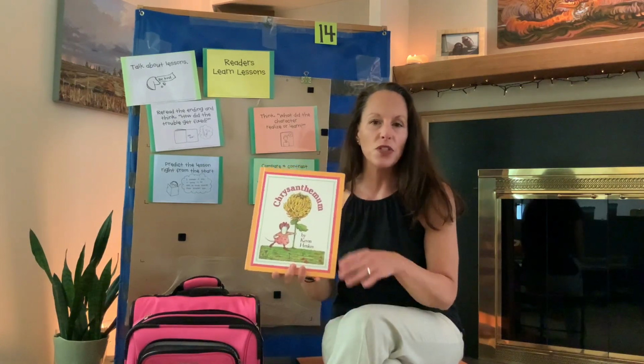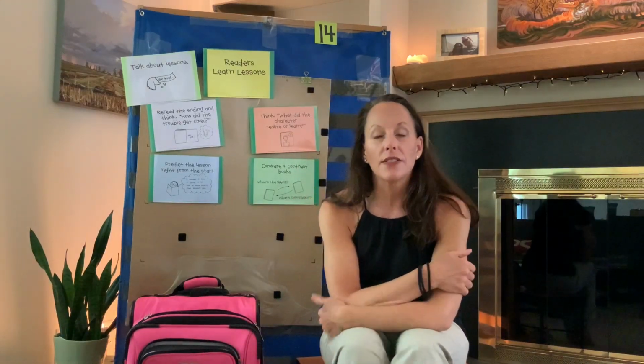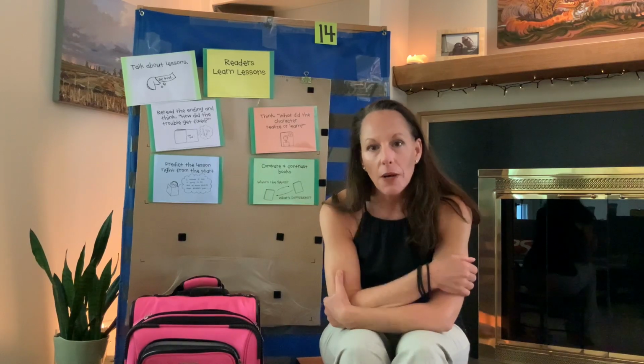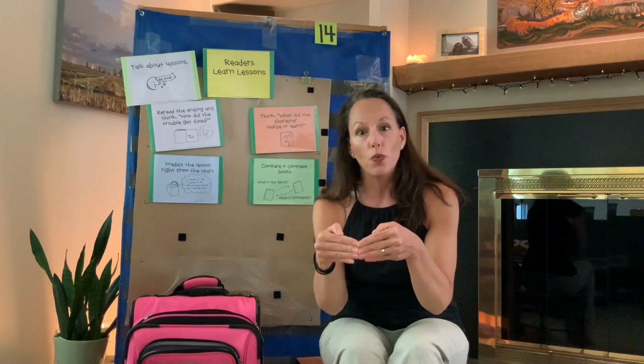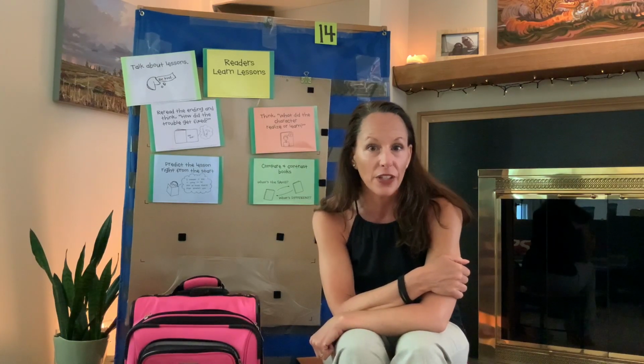Compare and contrast means looking at the ways books are the same and the ways that books are different. Join me today at the table where we take a closer look at some books that we've read, and we're going to do a Venn diagram, comparing and contrasting those two ways. A Venn diagram is one of the best ways to show compare and contrast.